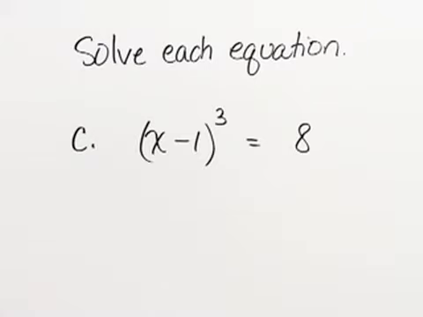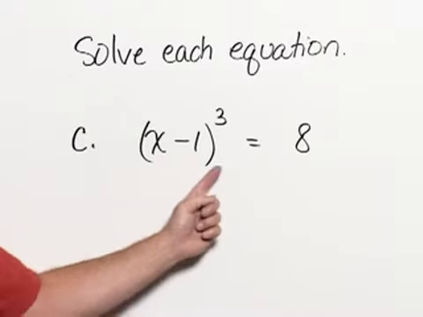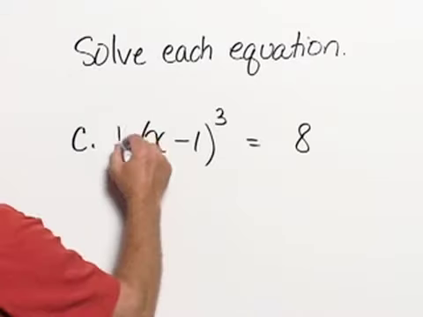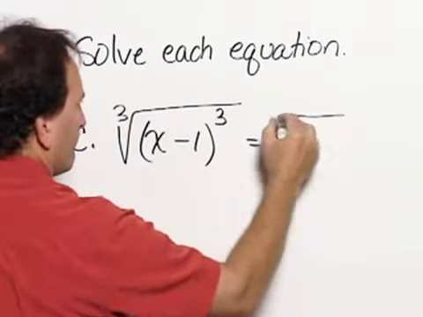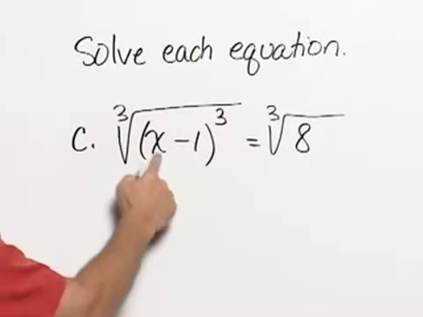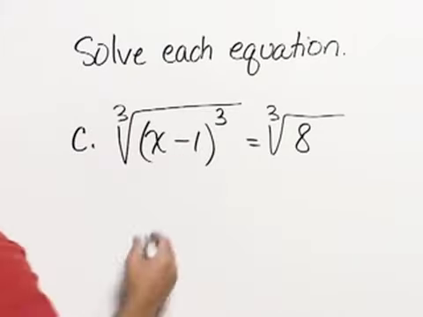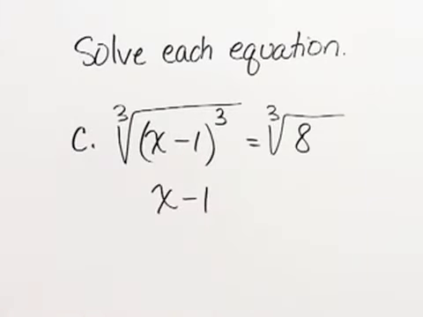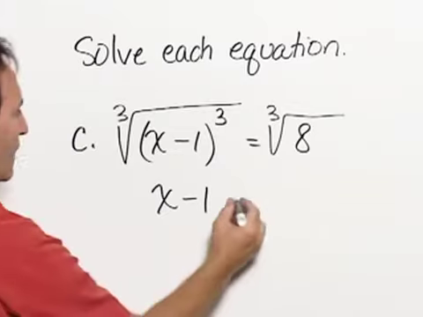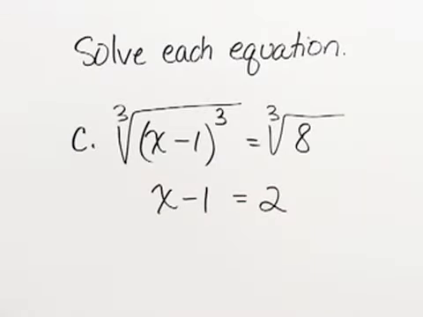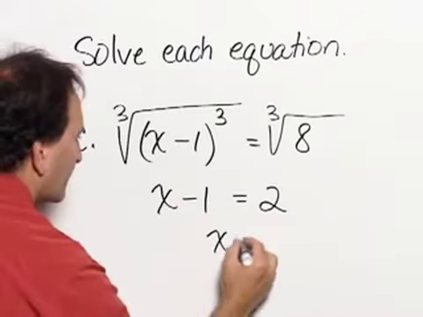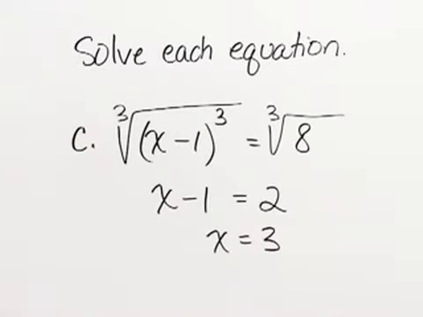Part C, the quantity x minus 1 cubed equals 8. So in this example, what we'll want to do is take the cube root of each side. Because when we take the cube root of a quantity cubed, we simply get the quantity. So in this case, x minus 1 will equal the cube root of 8, which is equal to 2. Adding 1 to both sides, we have a result, x equals 3.